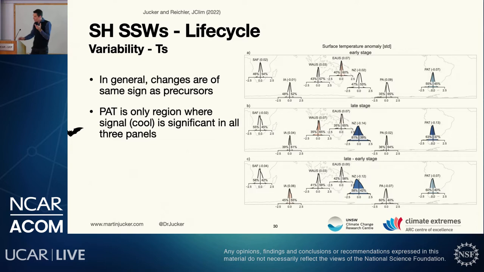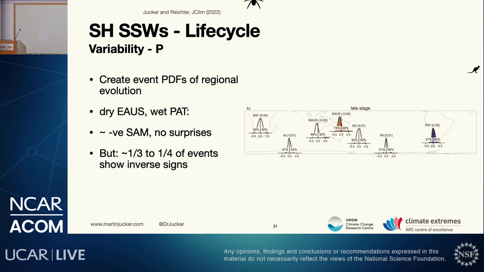Can do the same thing with precipitation. Precipitation, so we said hot and dry Eastern Australia and wet Patagonia. There it is. But again, about a quarter of the events are actually making it have more precipitation after the event than less over Eastern Australia. And one third of the events have a drier time after the sudden warming than usual. And so I think I'll just jump to the full right away.